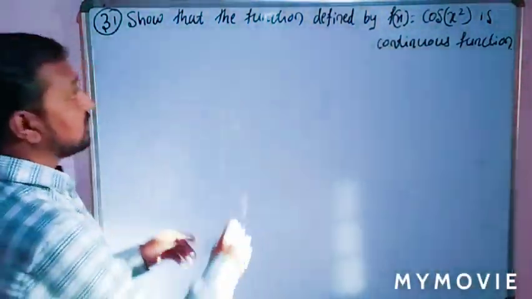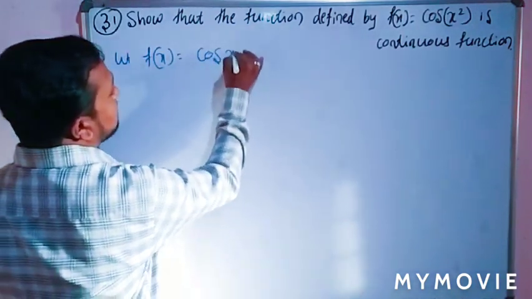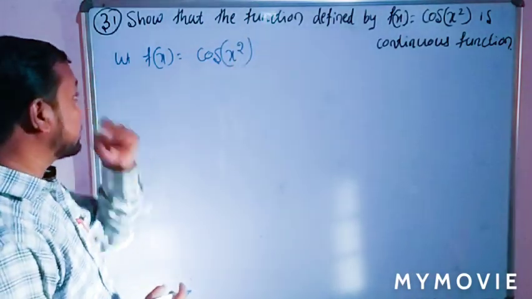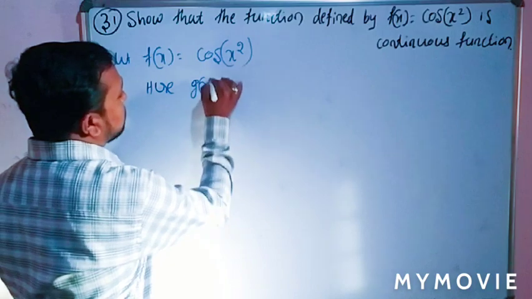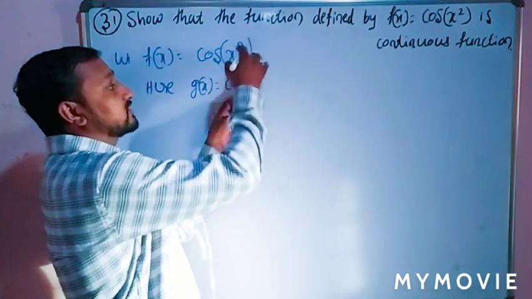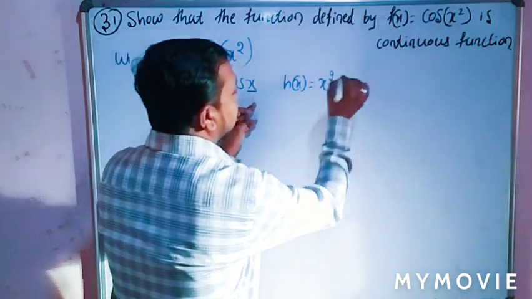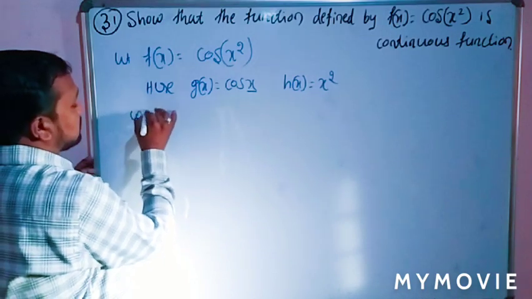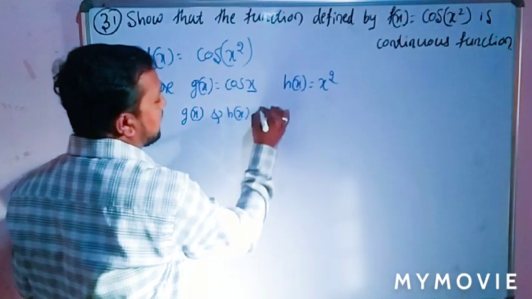So I can choose here: let us take f of x is equal to cos of x whole square, cos of x its square. Here g of x equal to cos x, since x square is there, that is another function, a combining function. I can take h of x equal to x square. H of x equal to x square. We know that g of x and h of x are continuous functions.